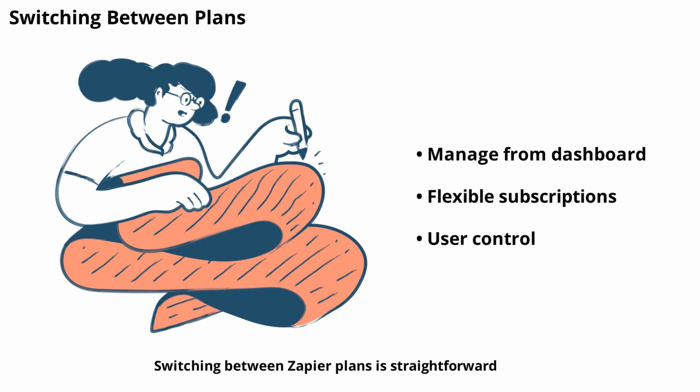Switching between Zapier plans is straightforward. You can manage your subscription from your account dashboard, making it easy to adapt as your needs evolve. Whether you're upgrading for more features or downgrading to save money, Zapier's flexible plan management puts you in control.